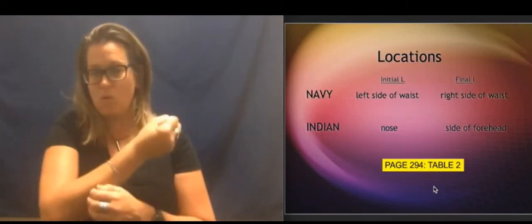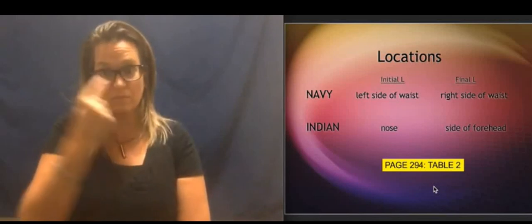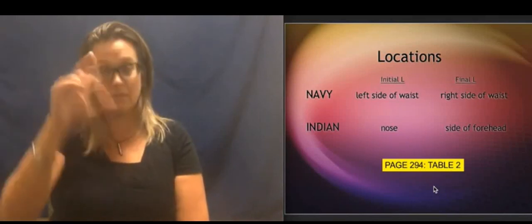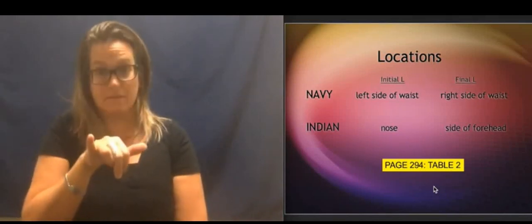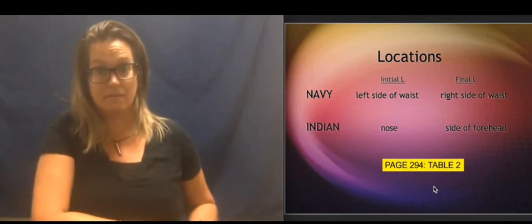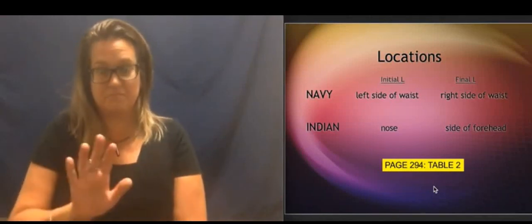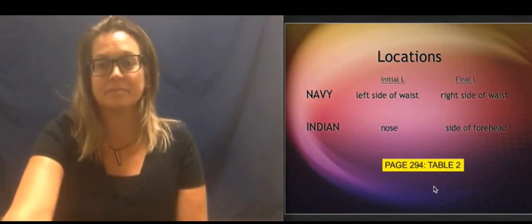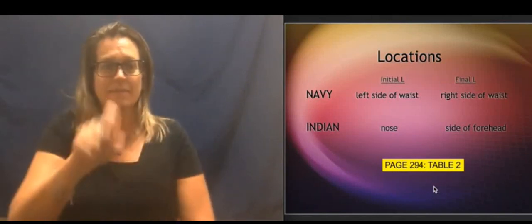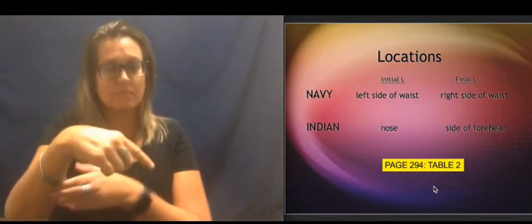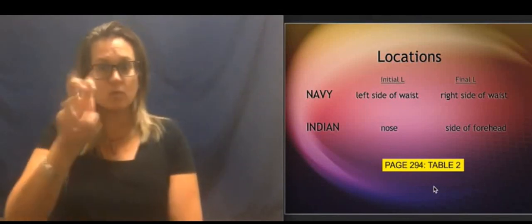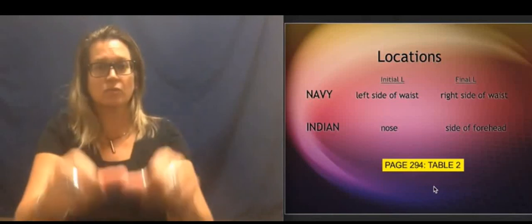And you can think of how the hold, movement, hold looks, and then how that's influenced by the location. In Navy, it moves from left side of the waist to right side of the waist. And we can document this. And these are the things that I want you to talk about in your group from page 293 and 294.